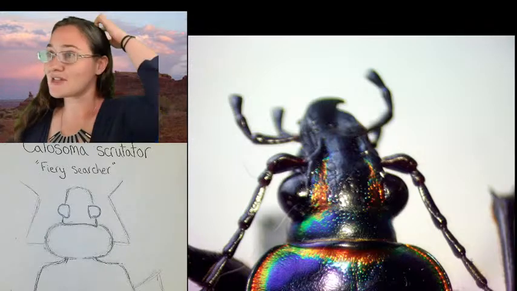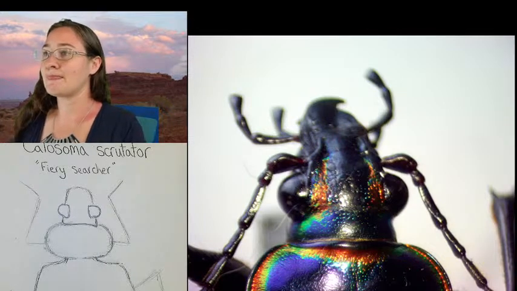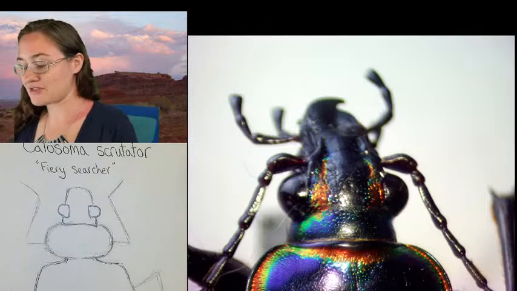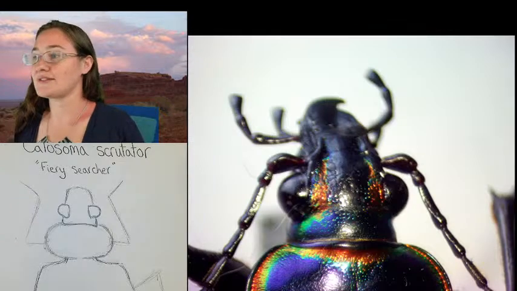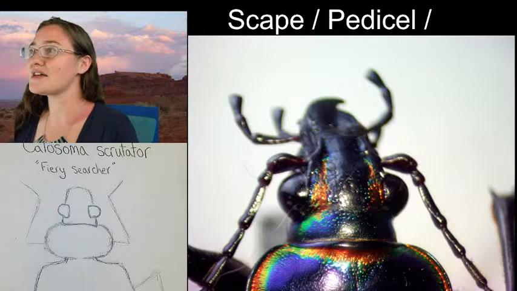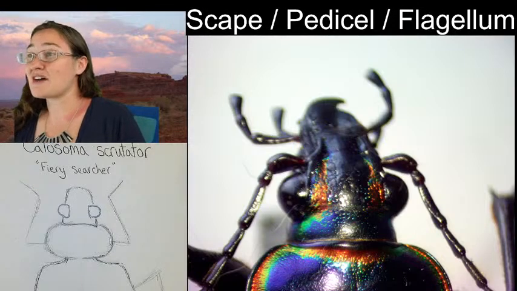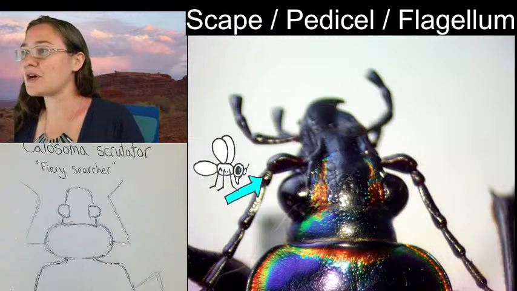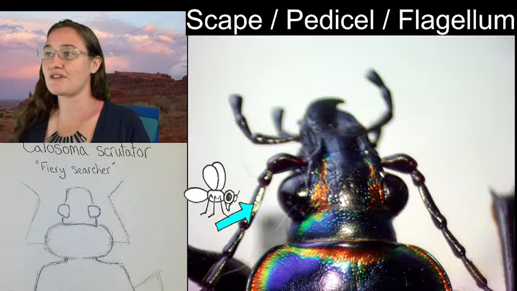And then you have some names for the antennal segments: the scape, the pedicel, and the flagellum. So these are going to be the segments of our antenna. This first one right here is the scape. This second one is the pedicel. And the rest of these segments are all considered the flagellum.